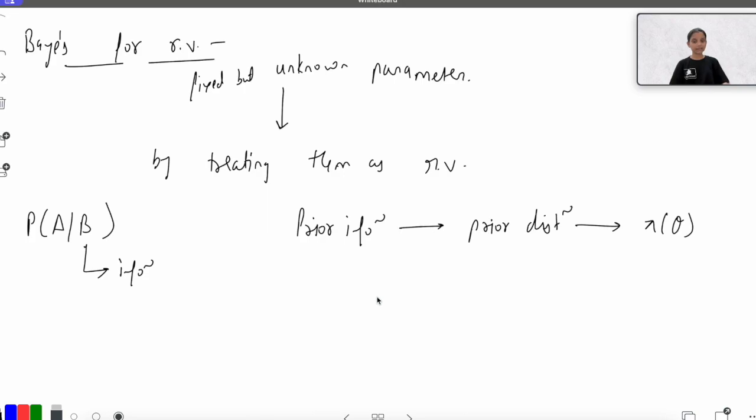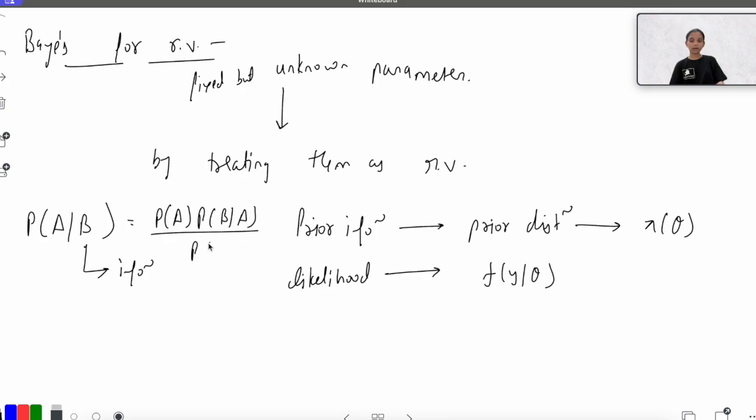Okay. Now the next thing is that you are having a likelihood. Likelihood I already explained. Likelihood, which is f of y given theta. Okay. Now based on these two pieces of information that we are having, if you remember, here we also have the same scenario: probability of A equals probability of B given A upon probability of B, right? This is the basic conditional that we are saying. So this is my prior in this case, that is my likelihood, and this is my marginal.